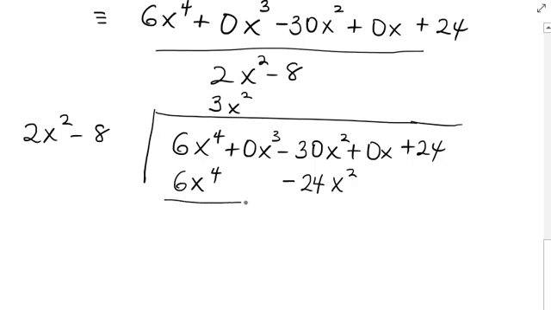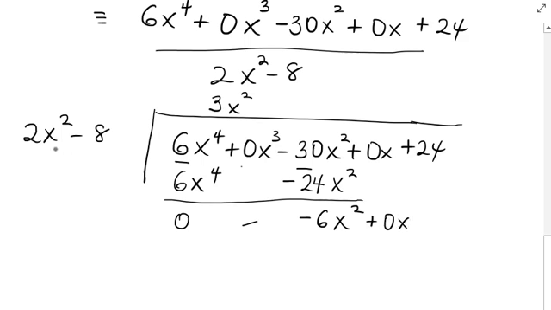Then we introduce our subtraction signs. We subtract between the terms. So here, 6x raised to the power 4 minus 6x to the power 4 is 0. So 0x cubed, we don't have anything here. Then minus 30x squared minus minus 24. Minus minus becomes plus. So minus 30 plus 24 becomes minus 6x squared. Then we put plus 0x.